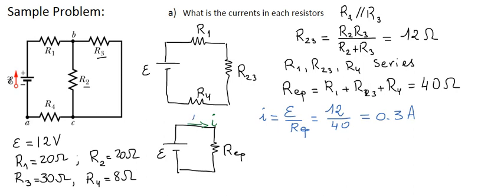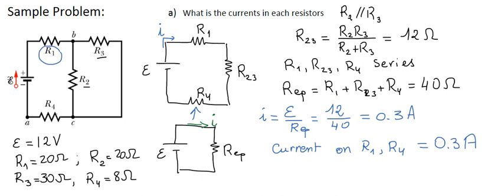So let's come back now to the previous circuit. Where is this current I? That's the same thing here. That's the current I. So that's the current circulating in R1, that's the current circulating in R4, and that's the current circulating in R23. So the current in R1 and R4 is equal to 0.3 ampere. So we already found the current here and the current here. That's I.